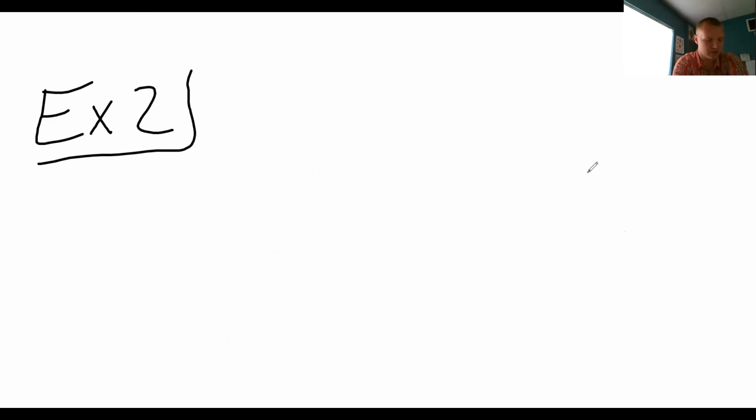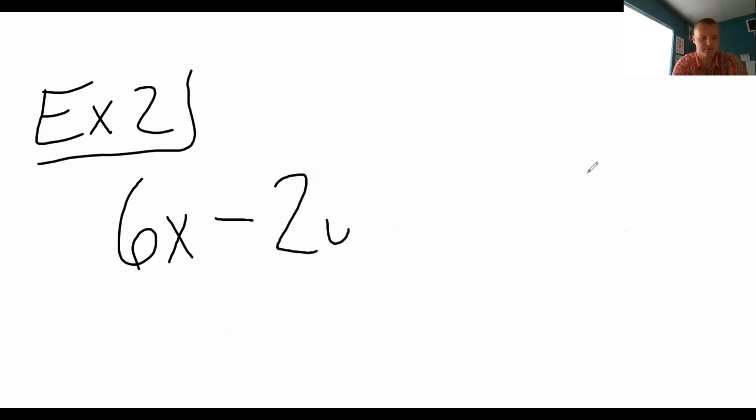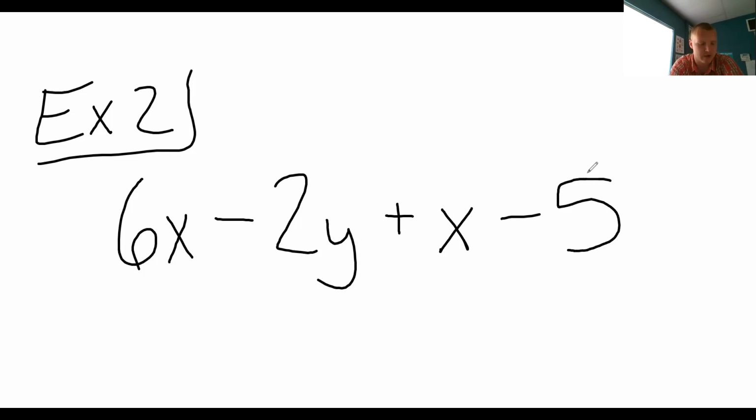Okay, so identify parts of an expression. Okay, so I have 6x minus 2y plus x minus 5. So I have 4 different things going on right there. So how am I going to simplify this first and foremost? How would I simplify this?